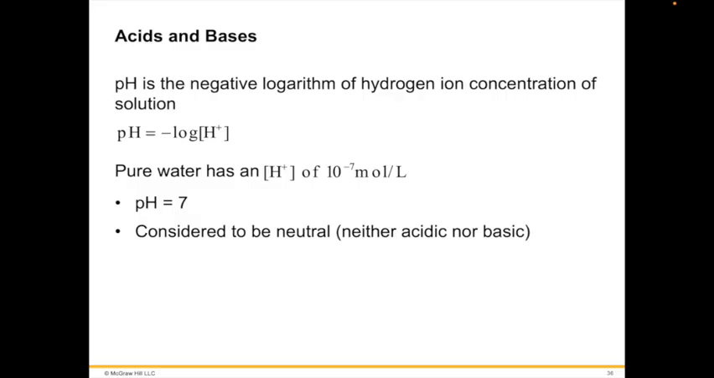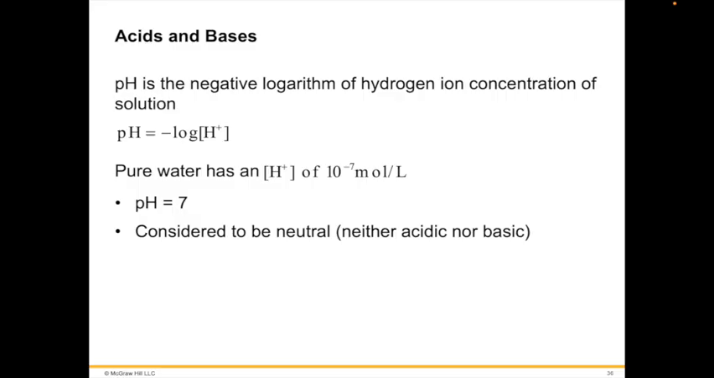Pure water, having hydrogen ions of 10^-7 moles per liter, is considered to be neutral, that is, neither acidic nor basic. Recall that for every hydrogen ion formed when water dissociates, a hydroxide ion is also formed, meaning that the dissociation of water produces hydrogen ions and hydroxide ions in equal amounts.